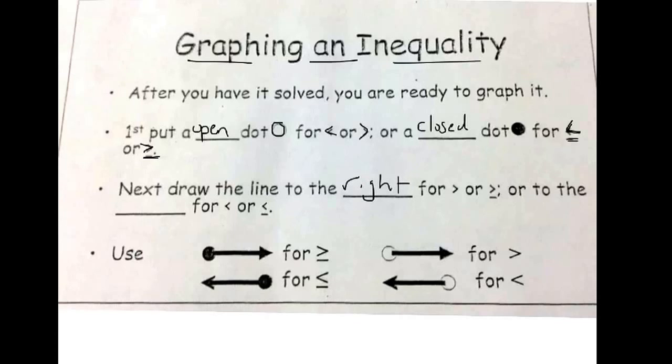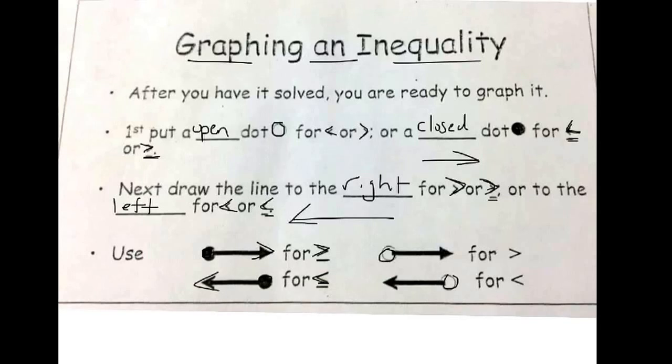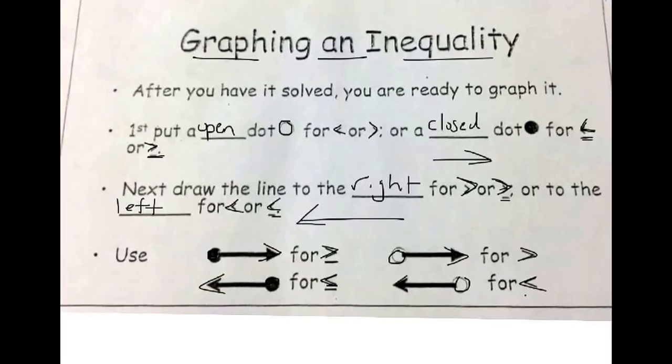Next, you draw the line to the right for greater than or equal to. See how those point towards the right? Those are like a right arrow. And you go to the left for less than or equal to, and you can see how those are kind of pointing to the left also. Down here, this kind of sums it up. Black dot if it has the equal to part. This points to the right, that points to the right. This points to the left, that points to the left. Open dot, because these don't have anything underneath them: points to the right, points to the right, points to the left, points to the left.